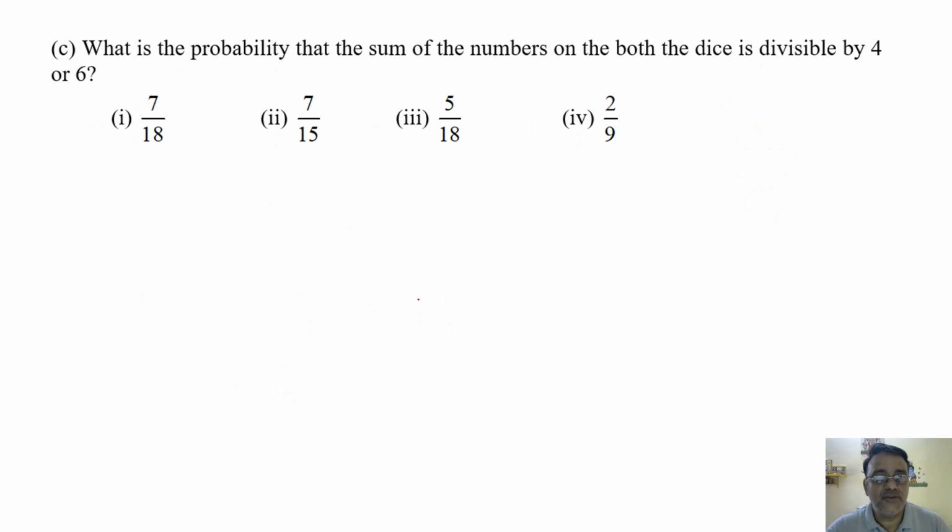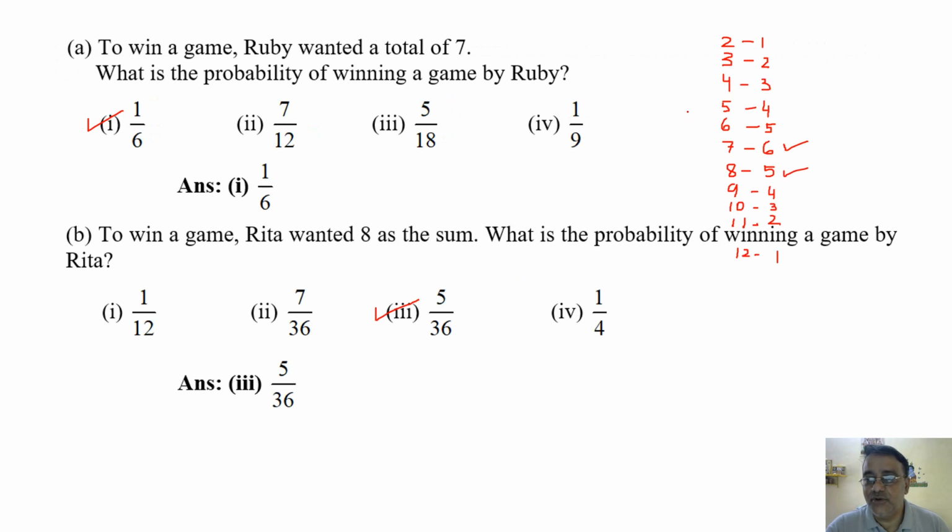Okay, next question, what is the probability that the sum of the numbers on both dice is divisible by 4 or 6? Look, the sums divisible by 4 are 4, 8 and 12, okay, and only two numbers are divisible by 6: 6 and 12. Now count this. Look, the ones I am underlining, 3 + 5 + 5 + 1, how much does it come to?